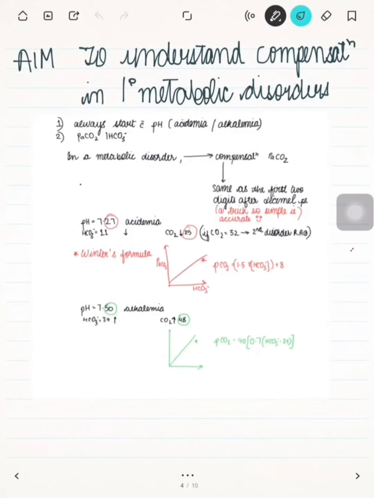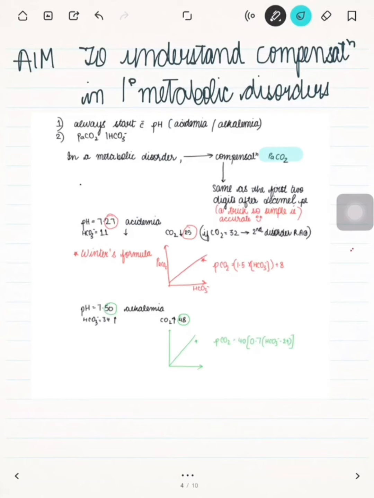Next, our aim is to understand the compensation in primary metabolic disorders. In a metabolic disorder, compensation will always occur by respiration. And when the lung is compensating, whether acute or chronic, it is sensed by the brainstem, as told in the previous slide, by medullary chemoreceptors, leading to increased minute ventilation. So this will occur in a short span of time. So there is just one compensation formula.